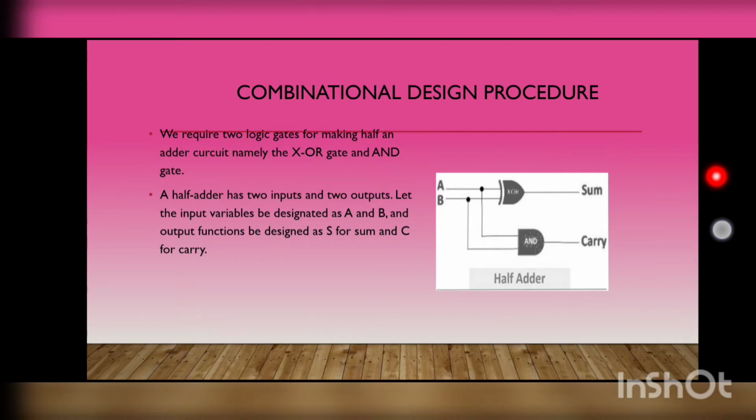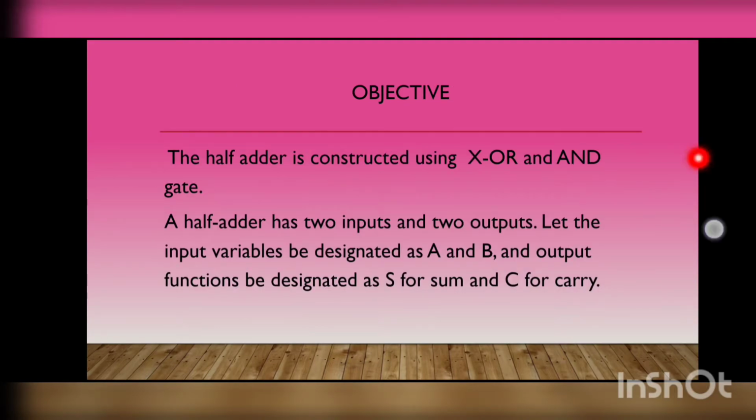A half adder has two inputs and two outputs. Let the input variables be designated as A and B and output functions be designated as S for sum and C for carry. Objective. The half adder is constructed using XOR and AND gate.